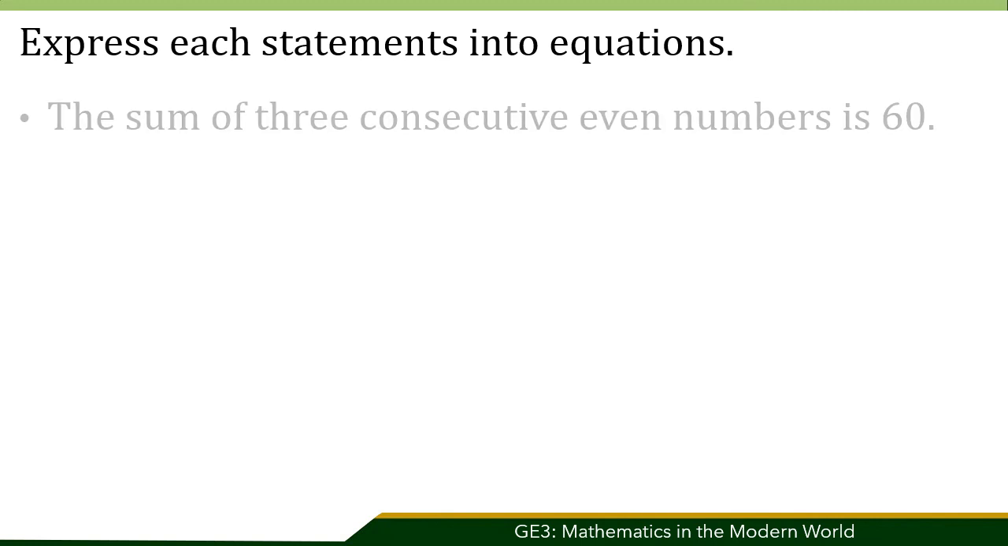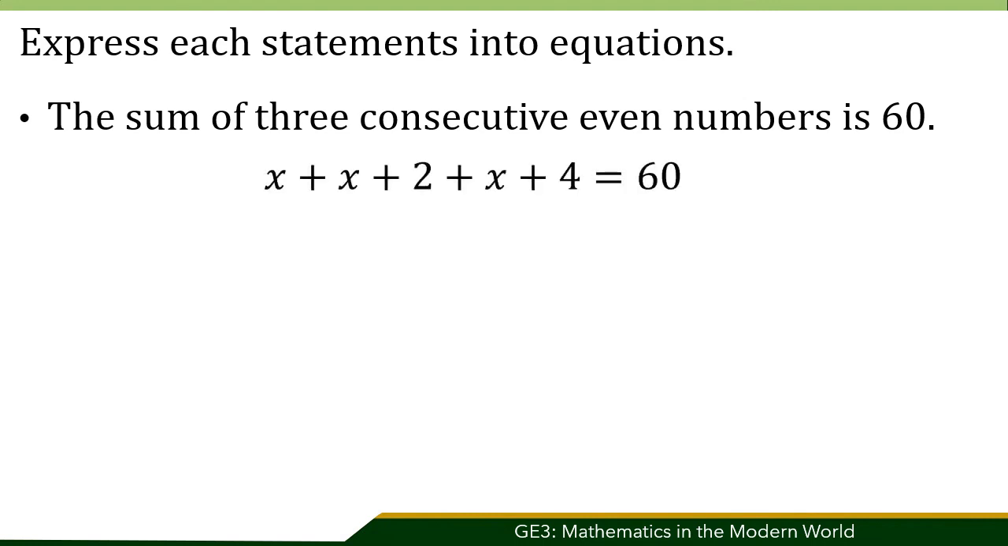Let's have more examples. The sum of 3 consecutive even numbers is 60. So we can express 3 consecutive even numbers as x, x plus 2, and x plus 4. So our equation will be x plus x plus 2 plus x plus 4 equals 60.